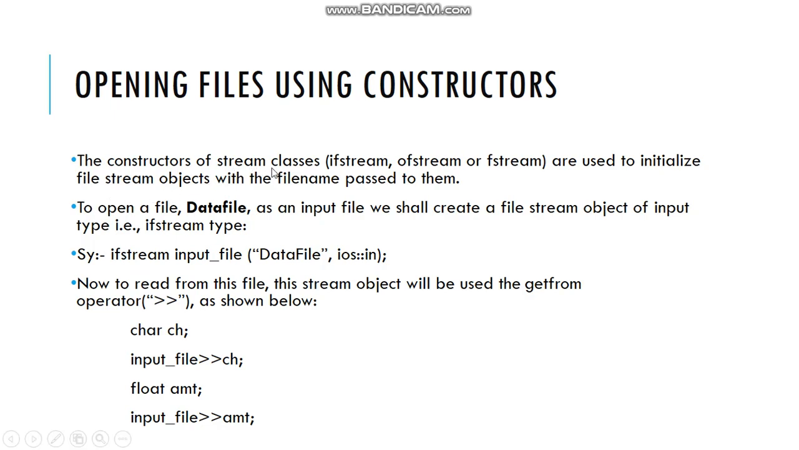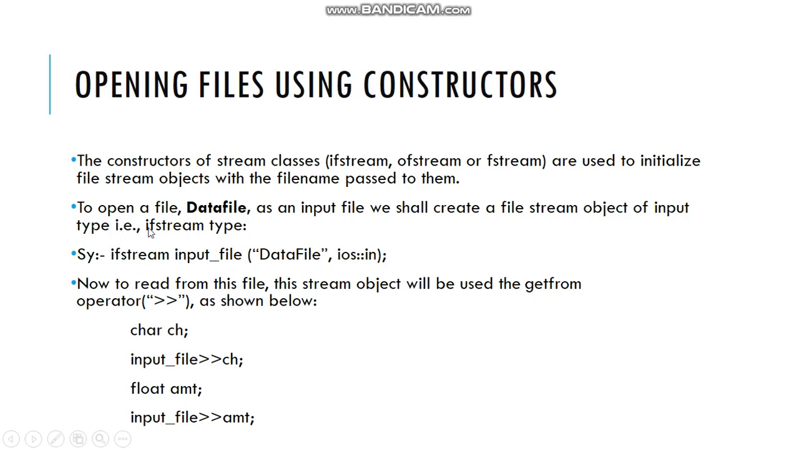The constructors of the stream classes, that is ifstream, ofstream or fstream, are used to initialize file stream objects with the file name passed to them. So this says that if we want to open a file with the help of a constructor, we have to initialize the file stream object with the file name. Now the next point is, to open a data file as an input file, we shall create a file stream object of input type.